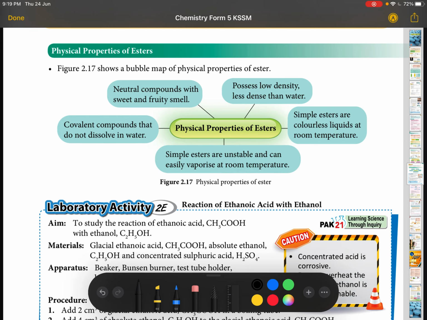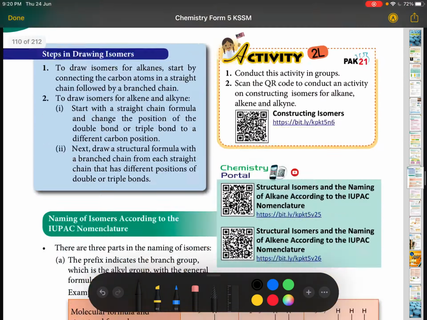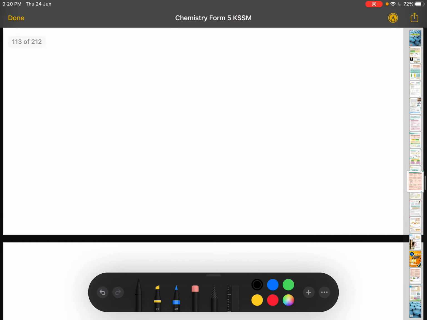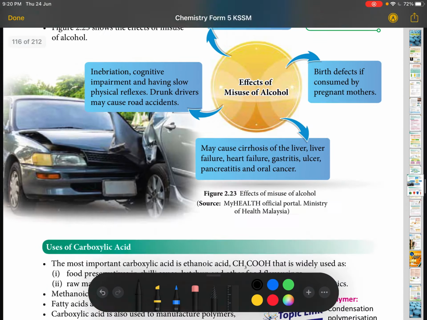These are the physical properties of ester. One of the questions mentioned that it is less dense than water. It is colorless, it can easily vaporize, and it is sweet and fruity. And it is insoluble in water. Ester is insoluble in water. I already mentioned isomers, so I think we're done with the chapter.